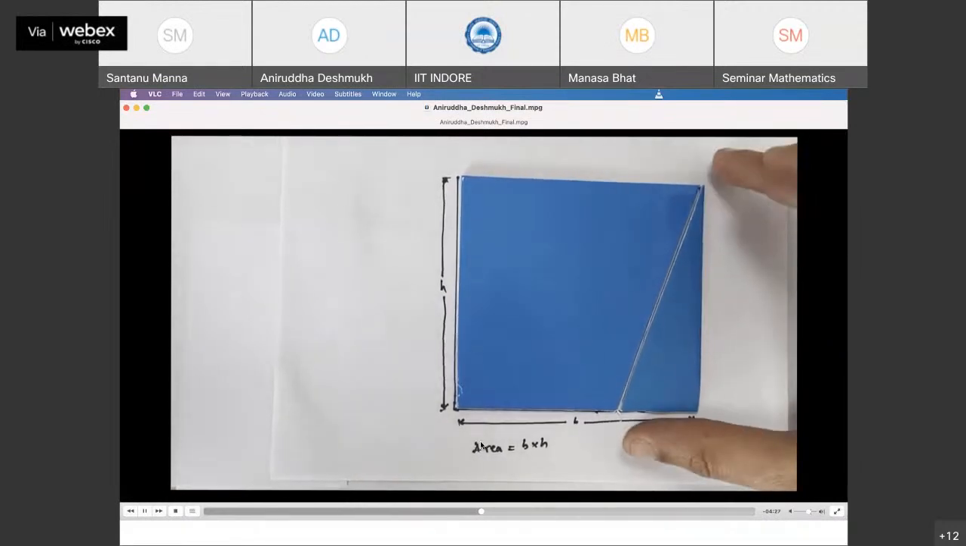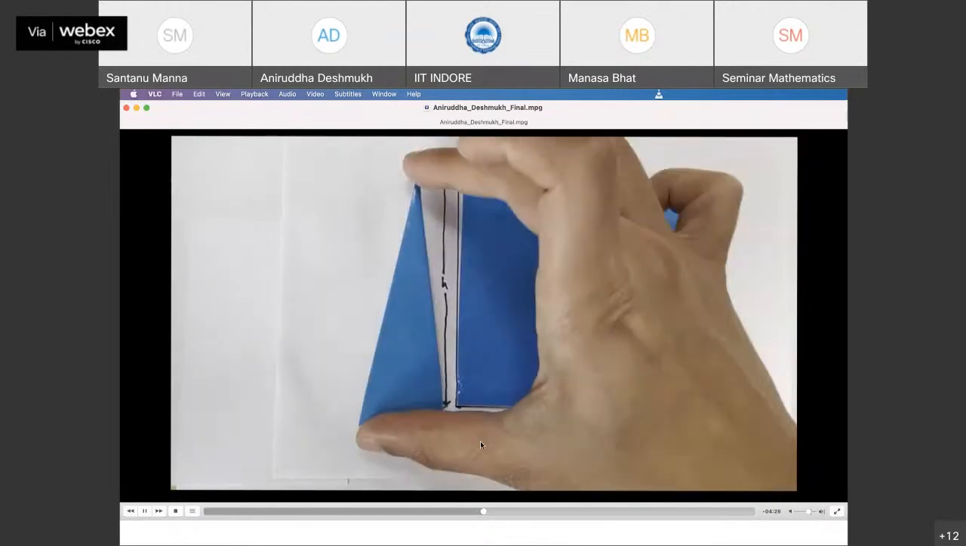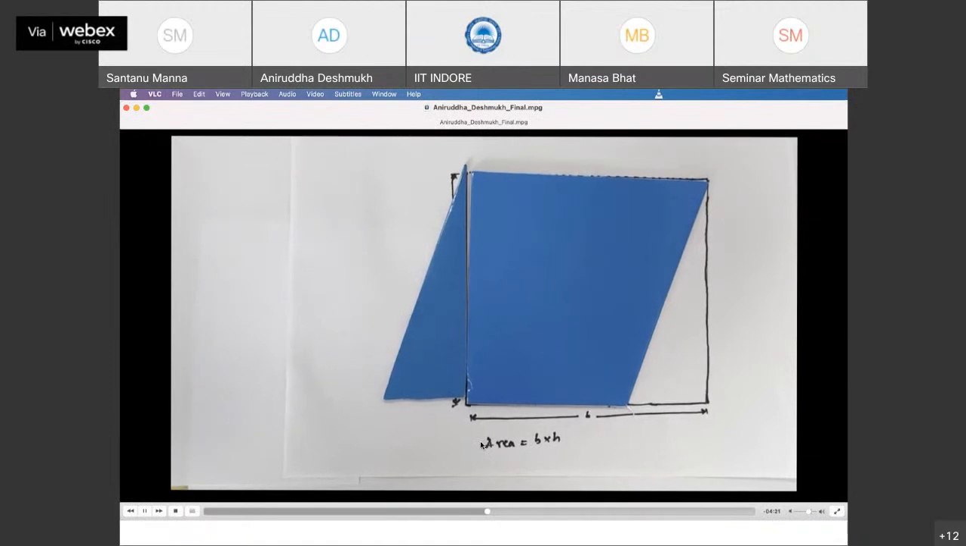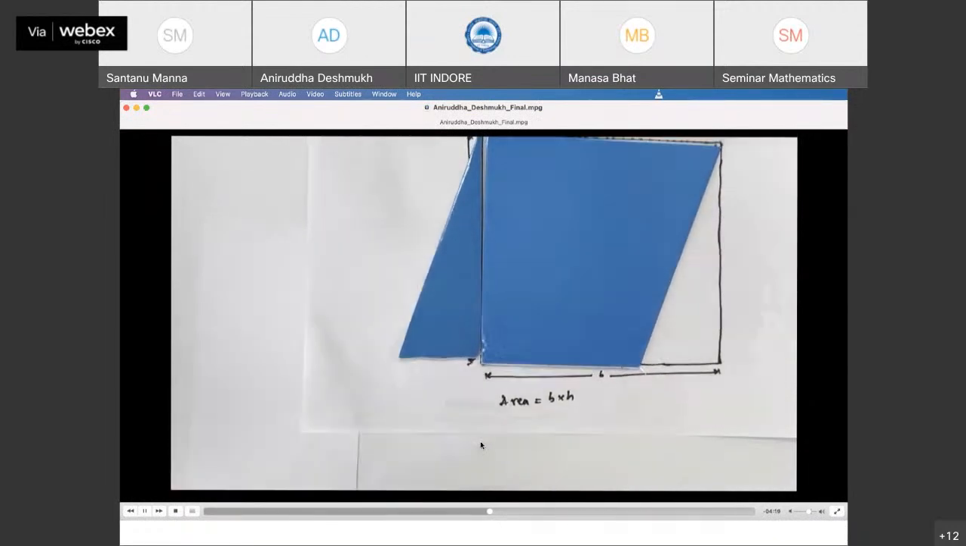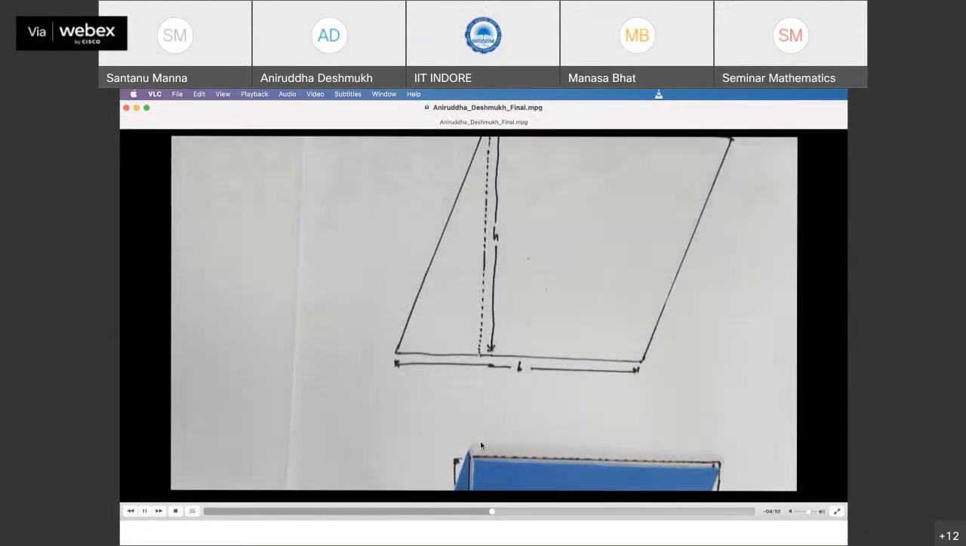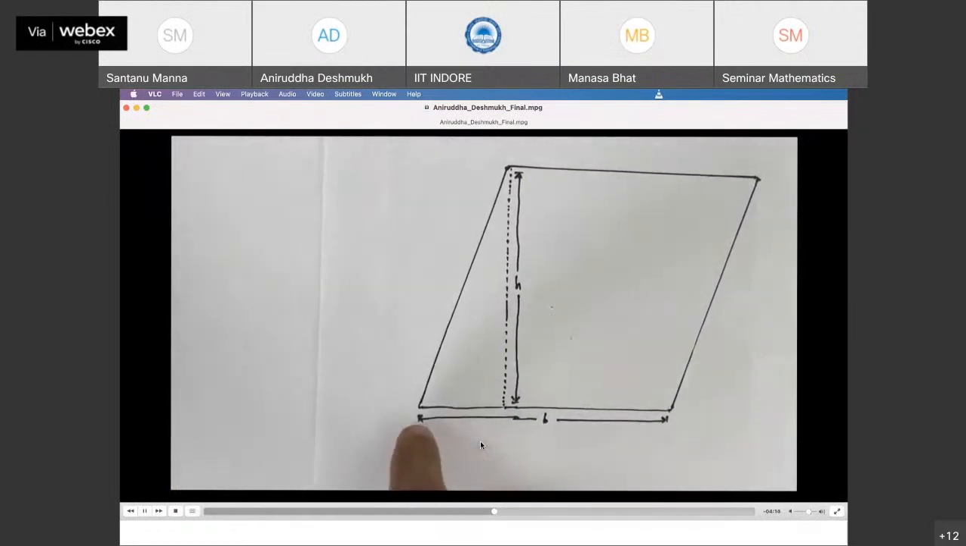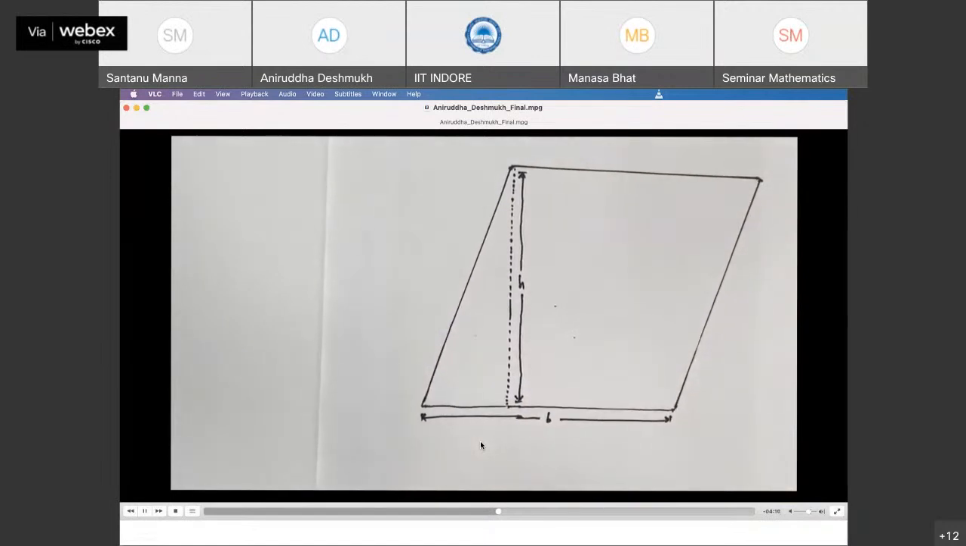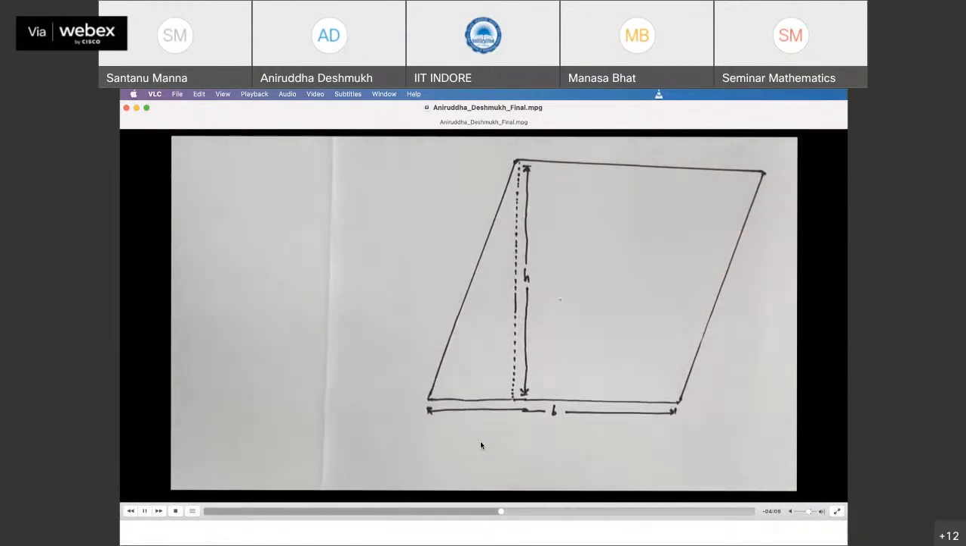But how was this rectangle formed? It was actually formed by placing this triangle here, which actually was our original parallelogram. So therefore, we have something like this. We had a parallelogram with base B and height H. So the area of this parallelogram is B into H.